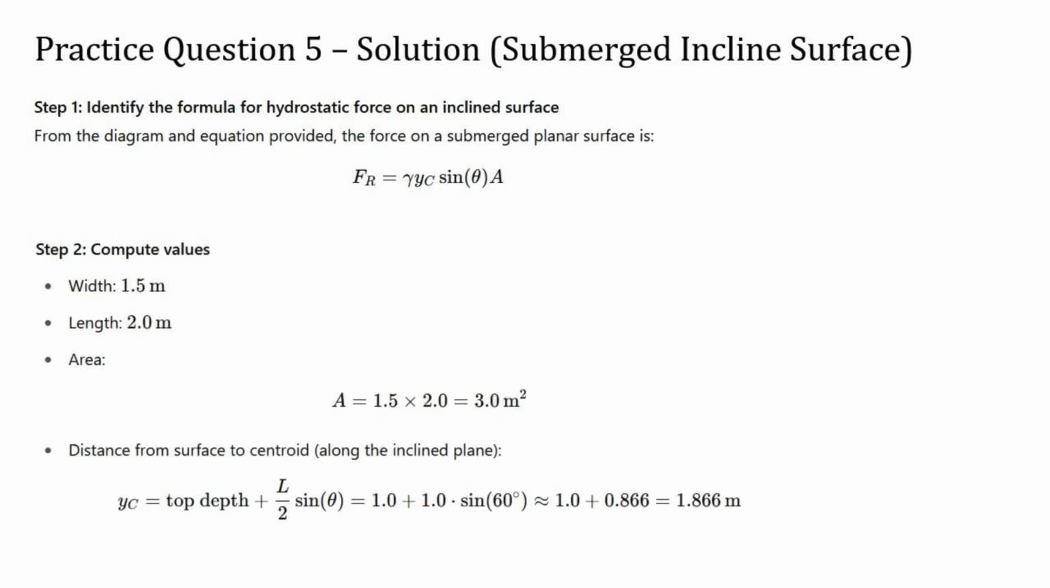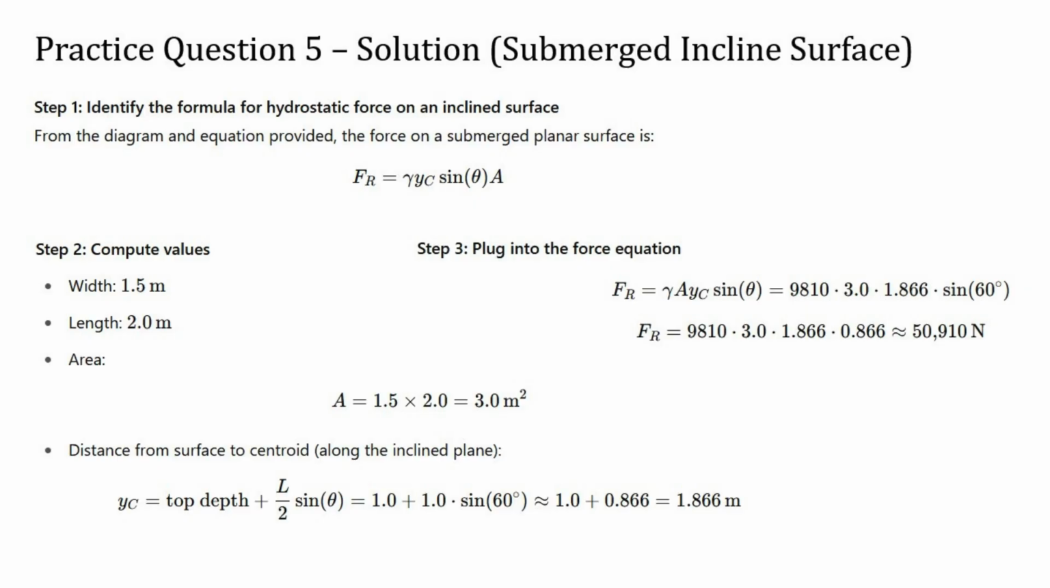Next, we compute the necessary geometric quantities. The gate is 1.5 meters wide and 2 meters long, giving it an area of 3 square meters. The slant distance to the centroid is calculated by taking the top edge depth and adding half the gate's length multiplied by the sine of the angle. Since the top of the gate is 1 meter below the surface and the gate is inclined at 60 degrees, we find the centroid depth to be approximately 1.866 meters.